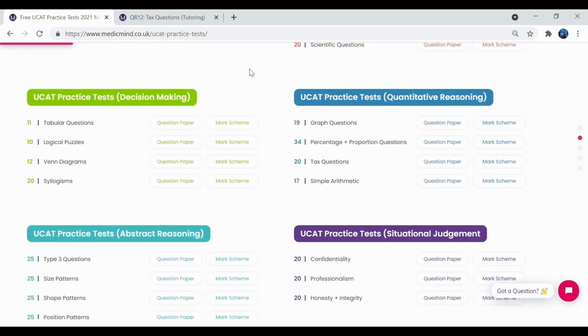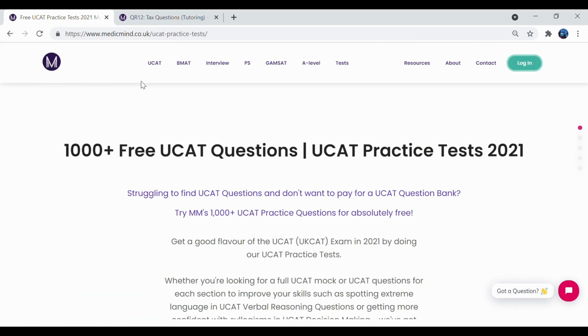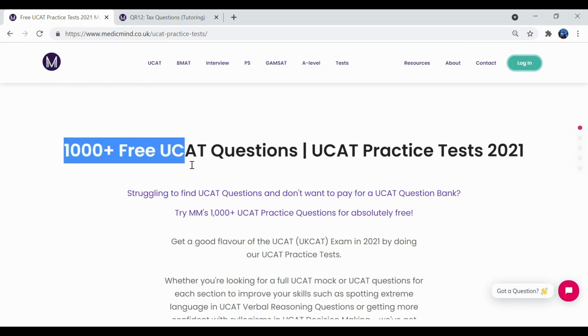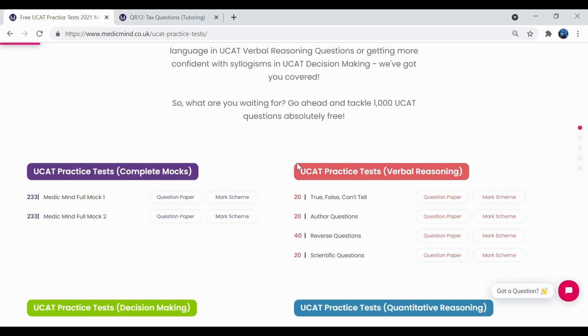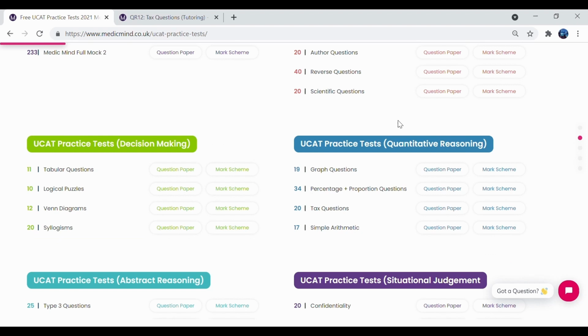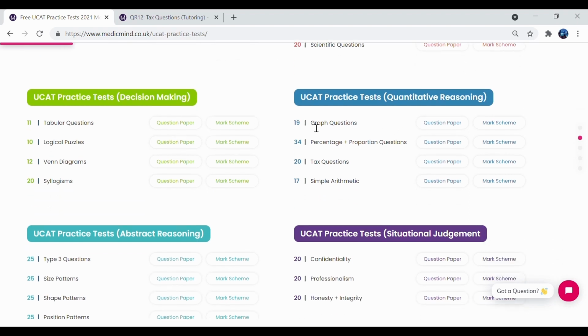Okay, so the website I've been using is MedicMind right now because they've got 1000 plus free UCAT questions. And anyways, let's get on with the practice test. So there's graph questions, percentage, tax questions, simple arithmetic. So I'll first start off with tax questions, since I think this is the one students find the hardest, and this is one I've personally found the hardest as well.